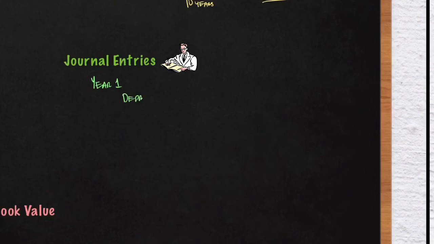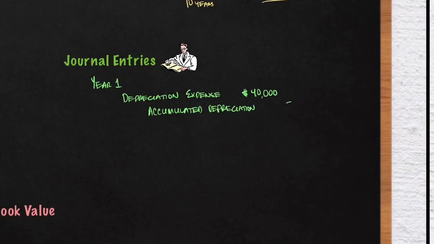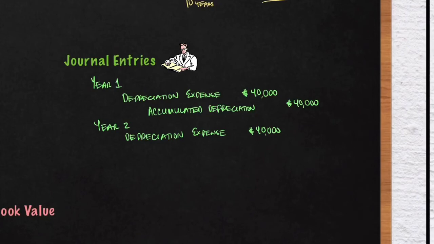In year 1, you're going to debit depreciation expense for $40,000, as we calculated previously. And then you want to credit an account, which is a contra asset account called accumulated depreciation. This contra asset will bring down another asset, and in this case it is our equipment account on the balance sheet. So that's $40,000. And again, time to speed it up because again it is the exact same journal entry for year 2 and year 3.